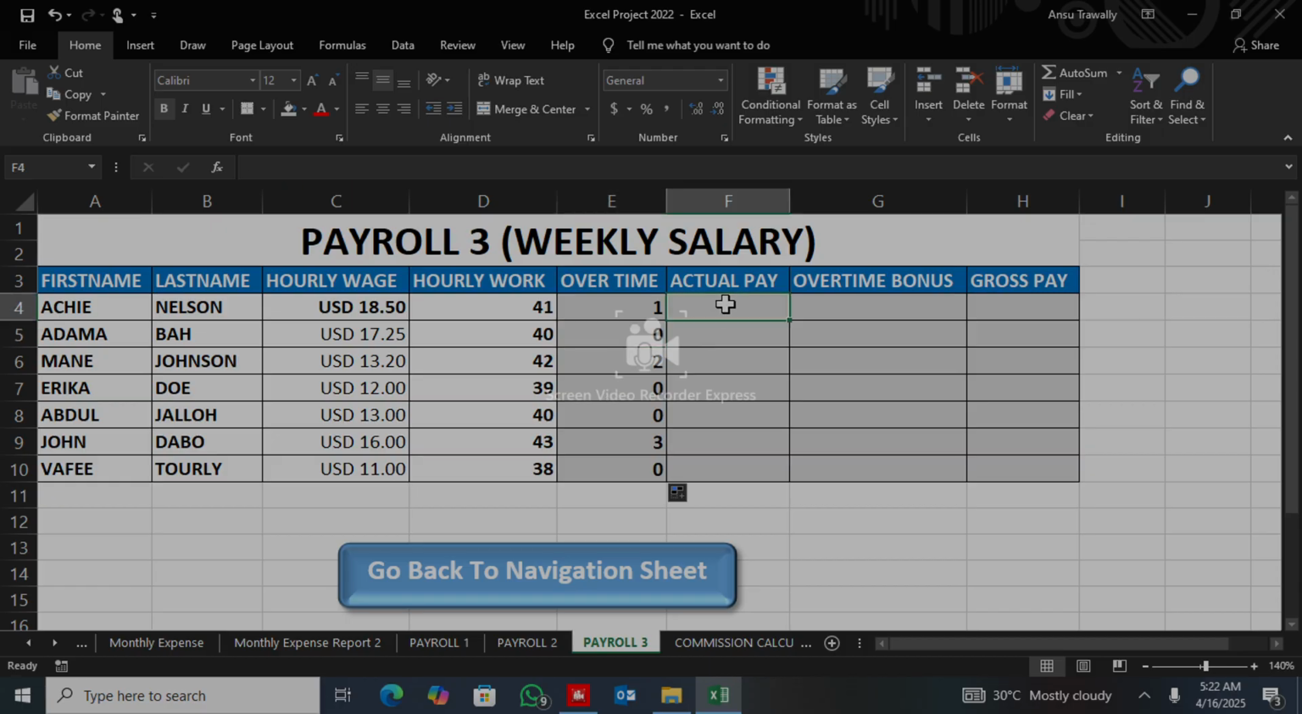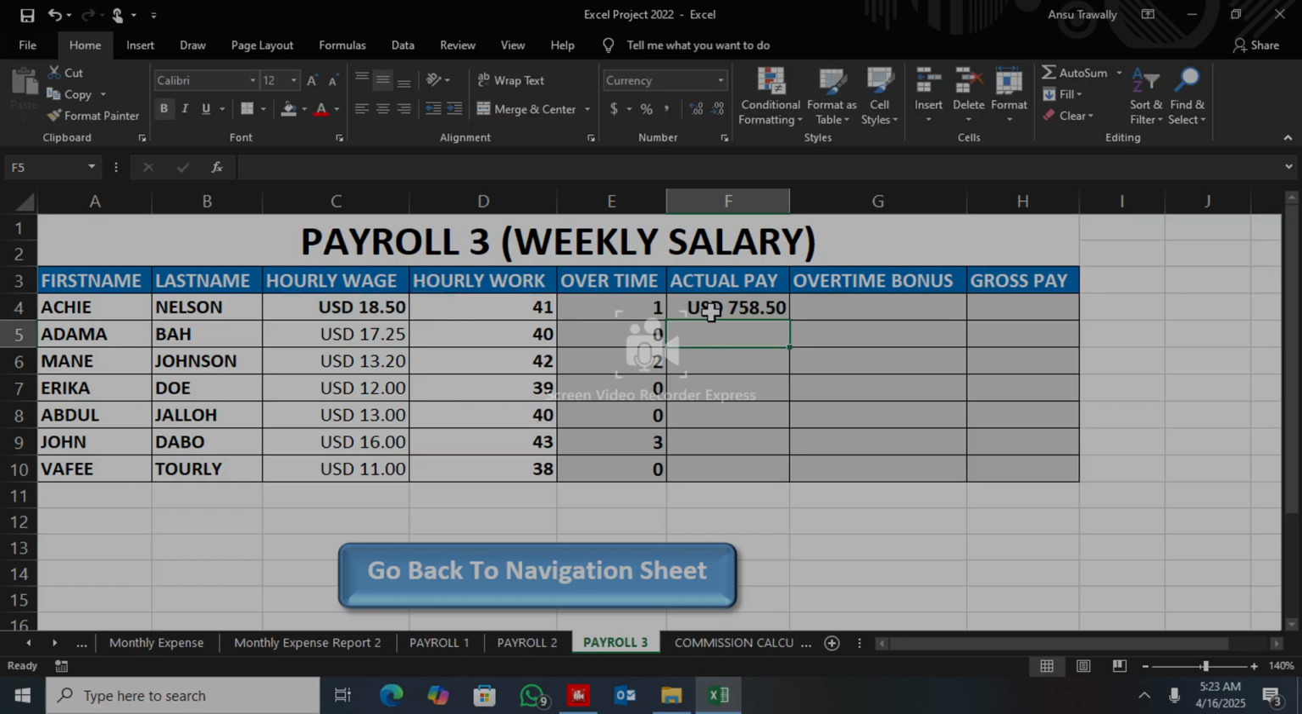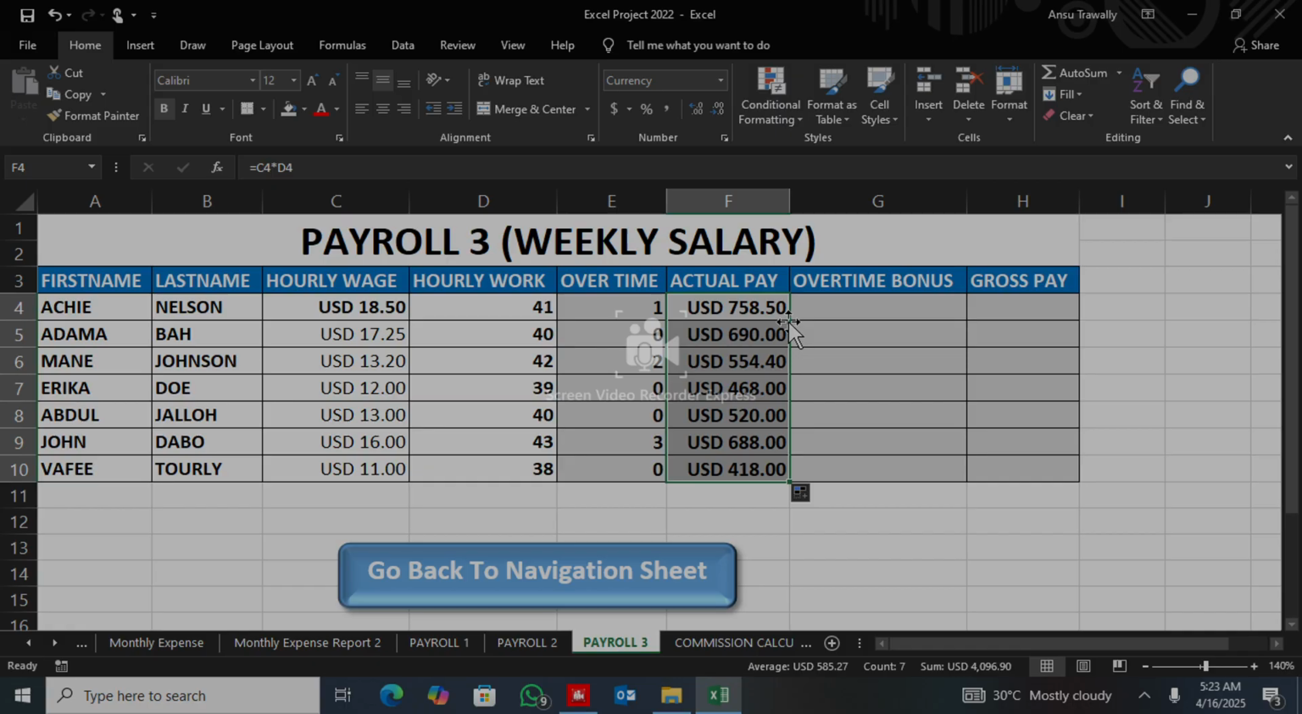Now the next thing we should look for is the actual pay. The actual pay has to do with the total amount of money they're supposed to give for the exact amount of hours that you're supposed to work as planned, with the exception of your overtime. So we say this will be equal to your hourly wage multiplied by your hourly work and click enter. So your actual pay is $758.50 that you're supposed to get as your actual pay.